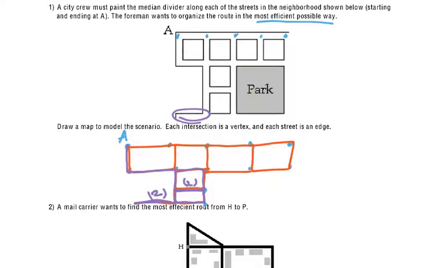So if I were a city planner, I would want to make sure that I minimize the number of times that a crew had to go over the same street. So that would save time, it would save resources, etc.